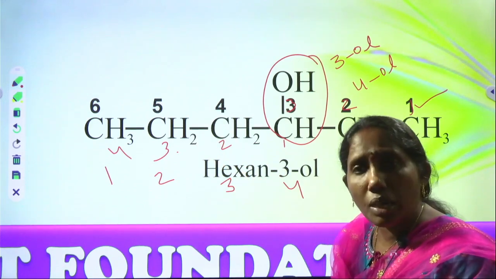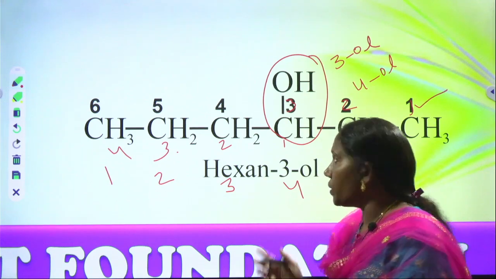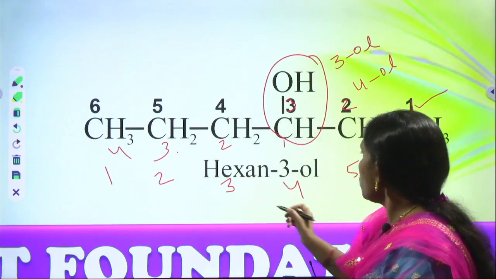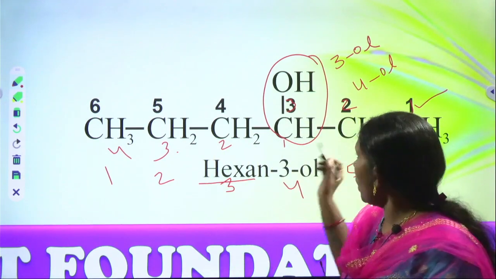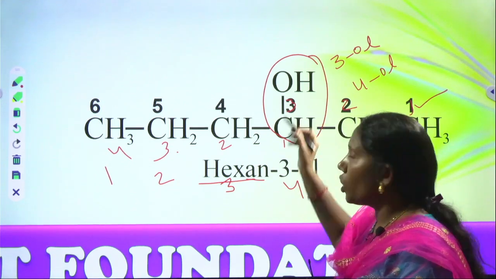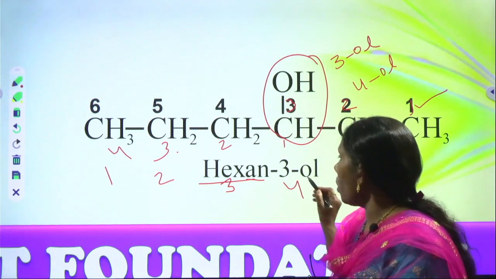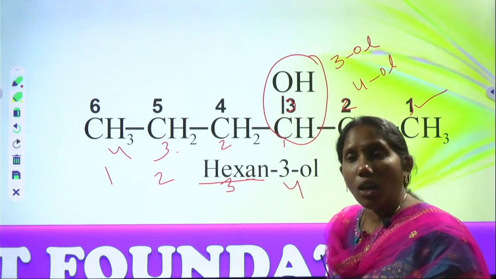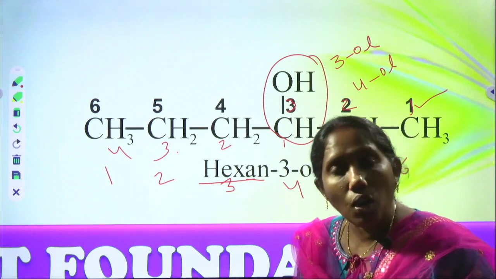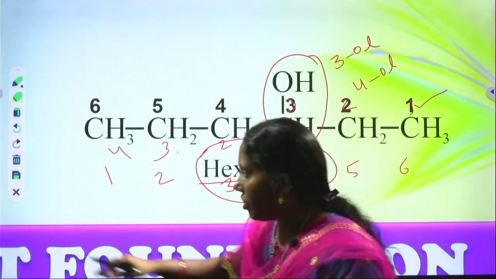So no substituents, so no prefix. Directly we have to write the root word. Root word is hex. So hex, all single bonds between the carbons, so ane. At third position the OH group is there. The OH group suffix is ol. So 3-ol. Hexane-3-ol. Right? So this is the naming of this compound, functional group preference, right?